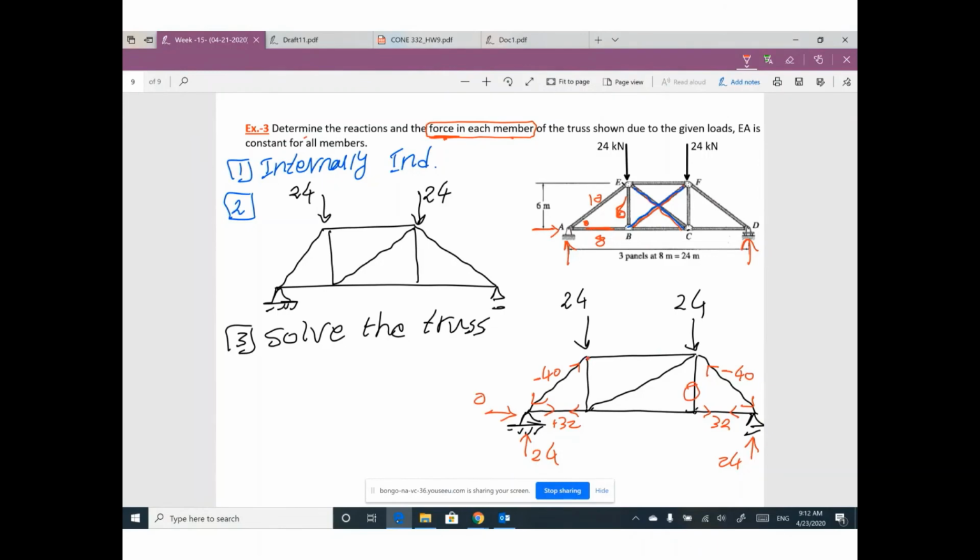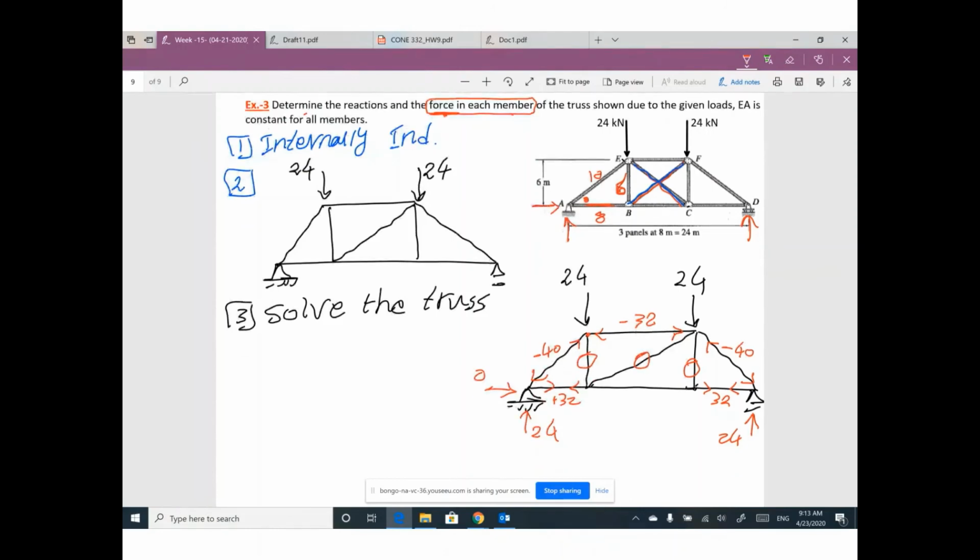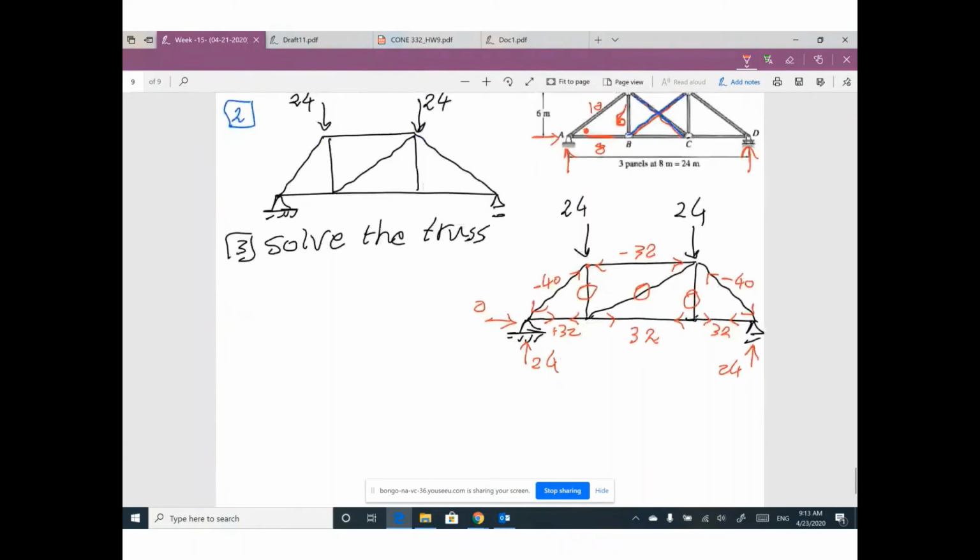I can do joint equilibrium here. This one will be under compression. How much? 40 times 0.8. Yeah, 32 negative. And 40 times 0.6. This one will be 0. You are lucky. So this one is 0. This one will be 0. Okay, from joint equilibrium, this one will be under tension also 32.